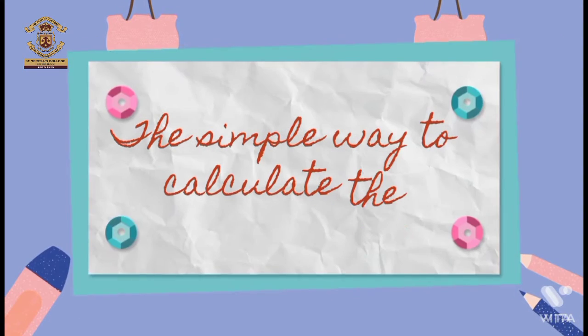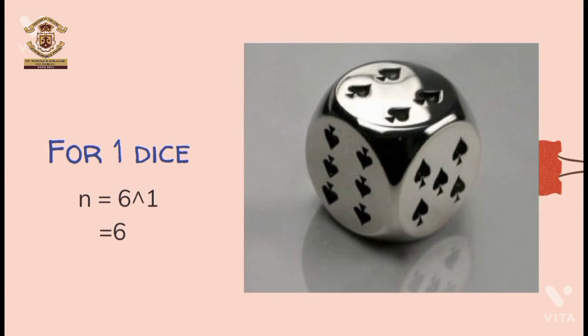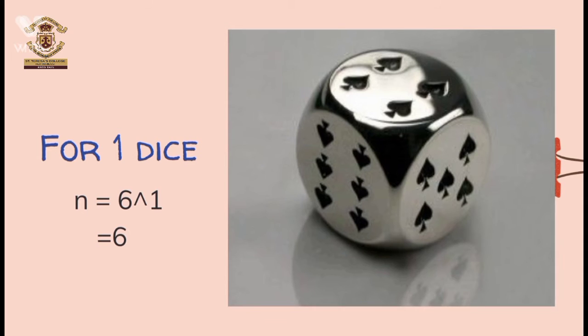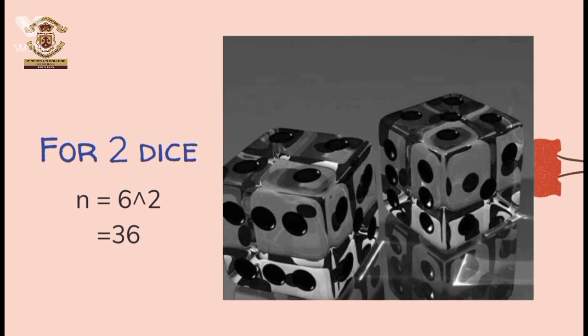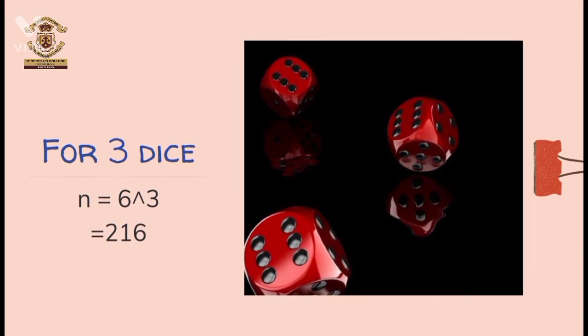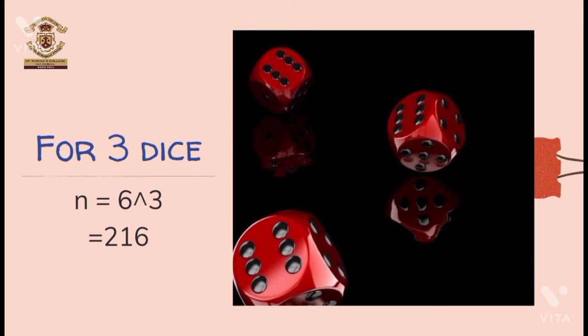The simple way to calculate this is, for 1 dice equals 6 raised to 1, that is equal to 6. For 2 dice equals 6 raised to 2, that is equal to 36. For 3 dice equals 6 raised to 3, that is equal to 216.